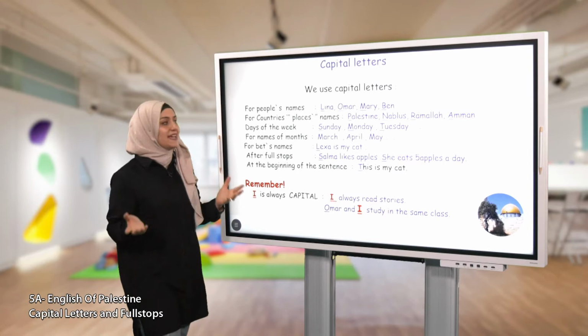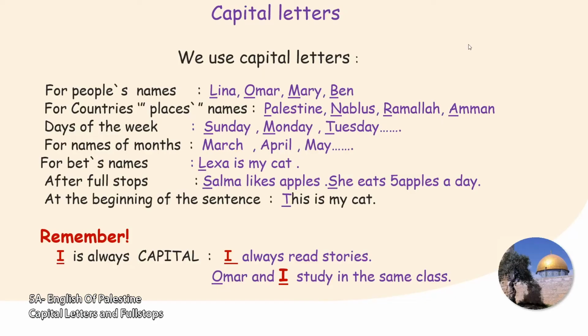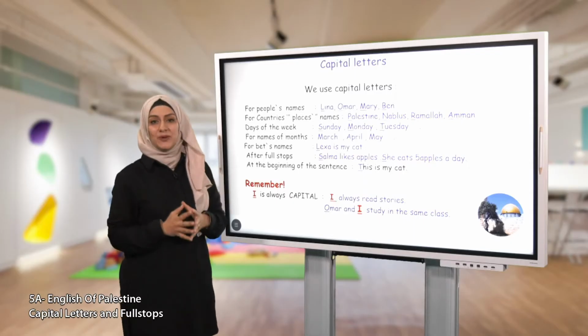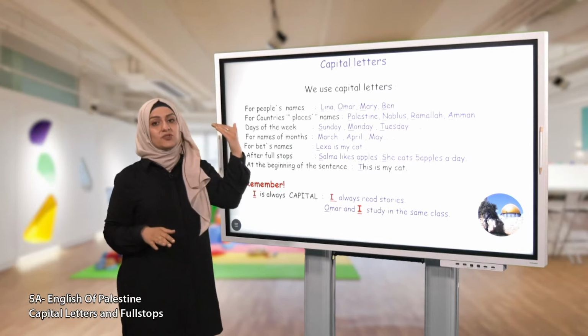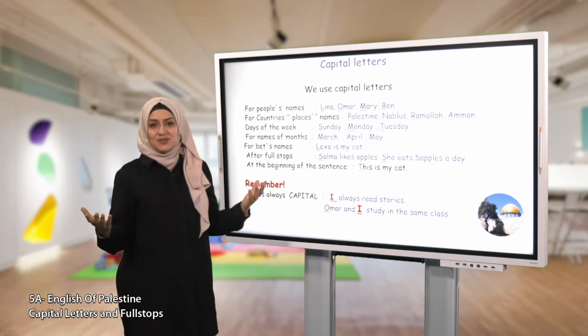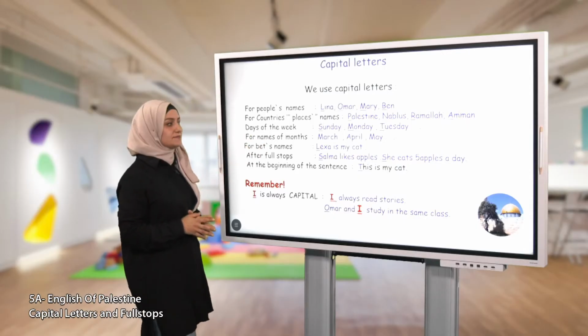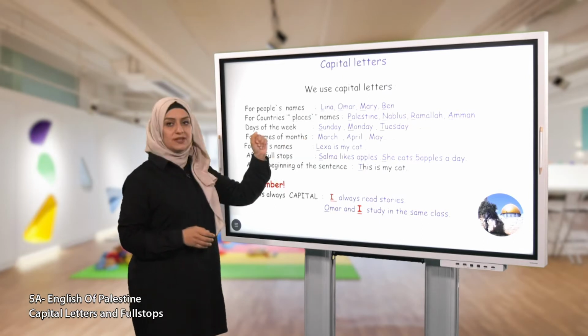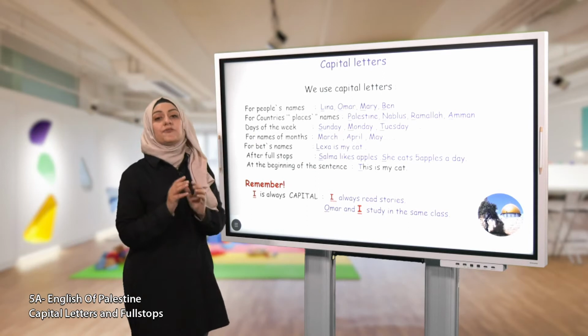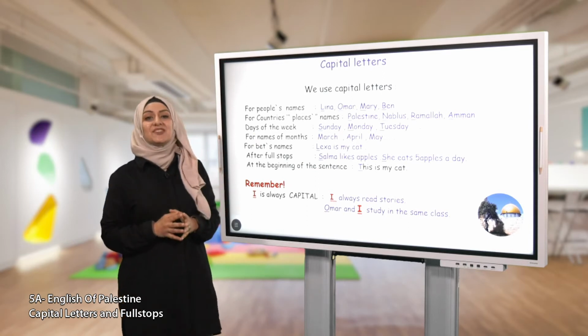For countries or places, Palestine with a capital P. Nablus as a city also should start with a capital letter. Ramallah, Amman, Jordan. The days of the week. All the days of the week from Saturday to Friday should be written with a capital letter at the beginning. So we say Sunday, Monday, Tuesday. What's today? Yes. Also, Thursday should be written with a capital letter. For names of months, for example, March, April, May, June, the first letter in all months should be written with a capital letter.